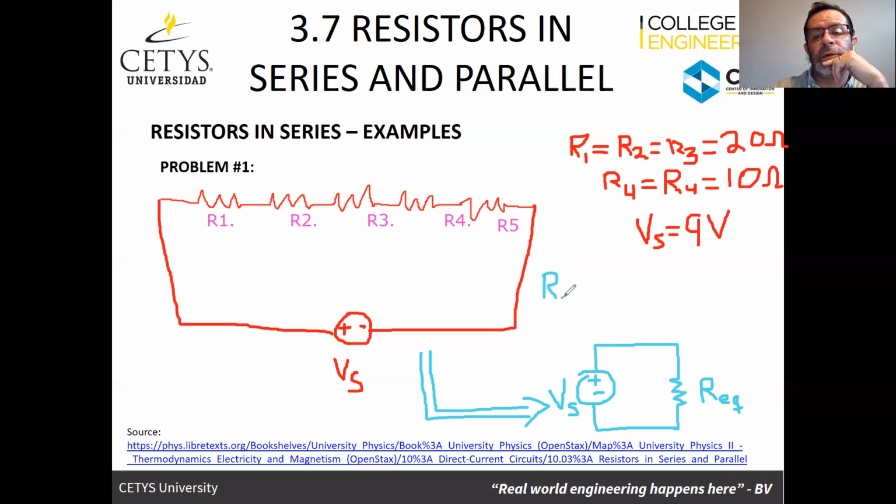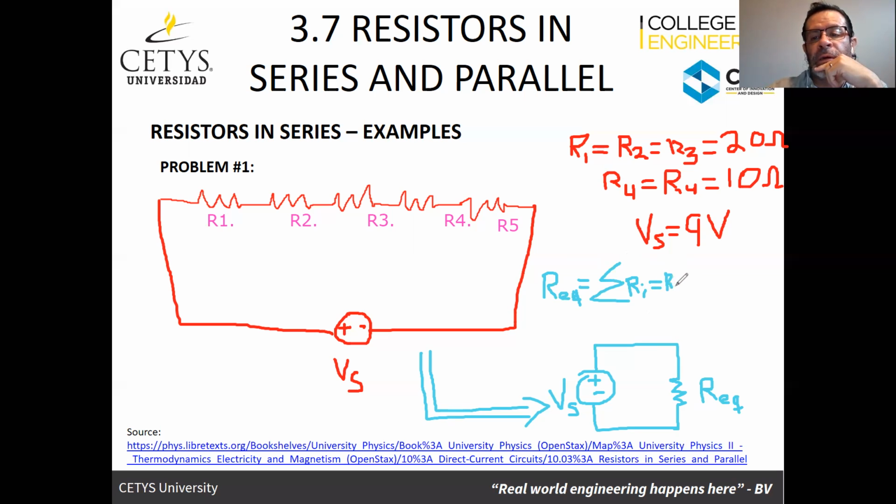Can anybody tell me, according to what we just saw? It is the addition of every resistor. Correct, Lucia, because the resistances are connected in series. And we just said that the equivalent resistance for a series array is going to be the sum of each of the resistances, okay?